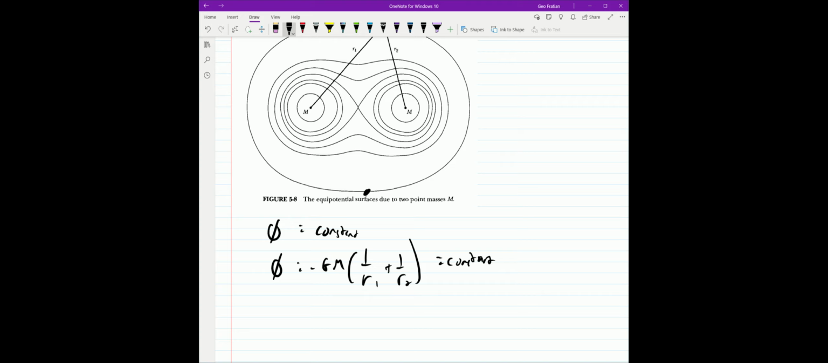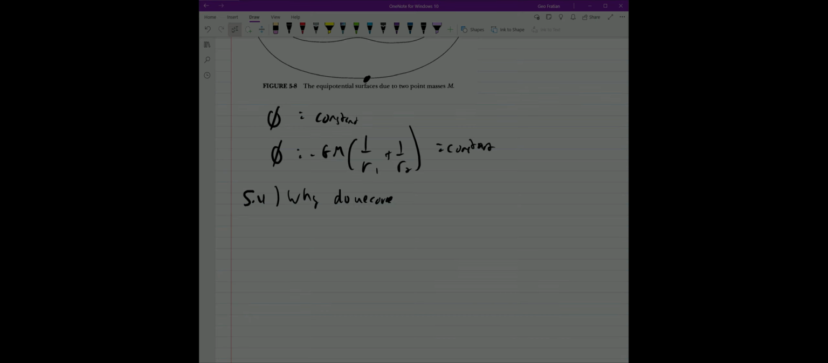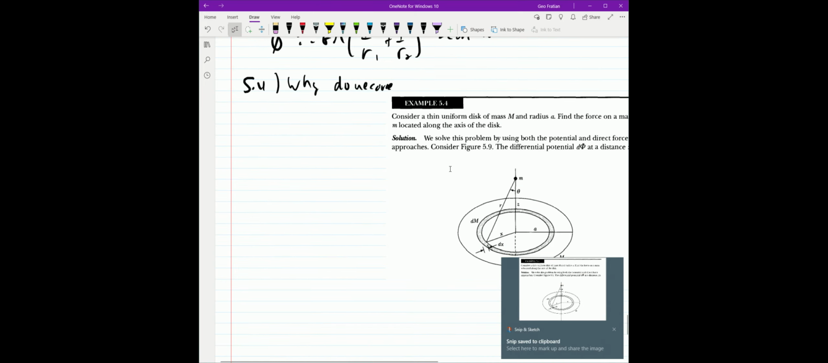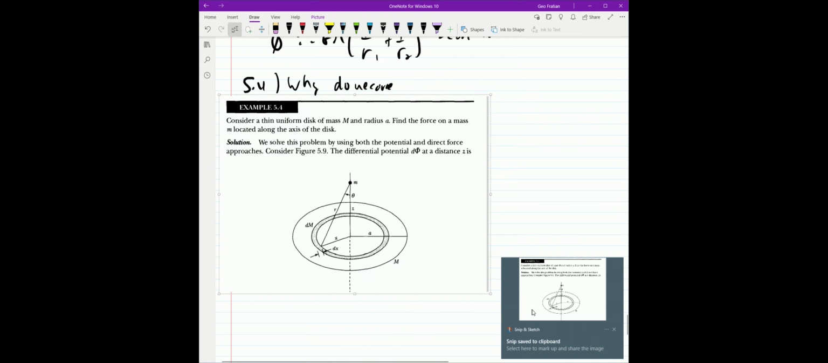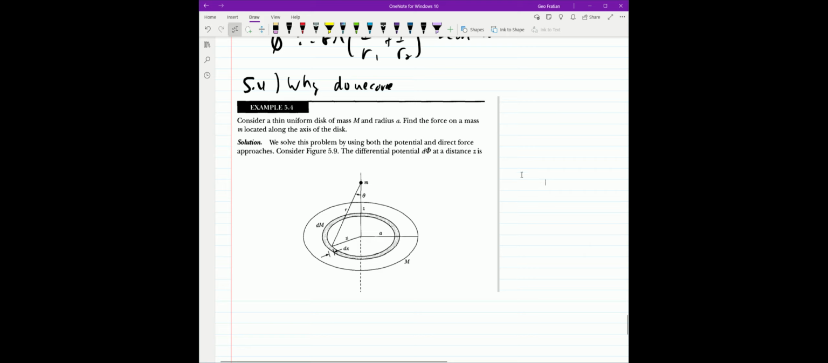Now, why is this concept useful is 5.4. So why do we care? Great, we define this fact. So why do we care and where can we use it? Well, let's consider an example. So let's consider a thin uniform disk of mass M and radius a. Find the force on a mass m located along the axis of this disk. So we can approach this by using both a potential and direct force approach.